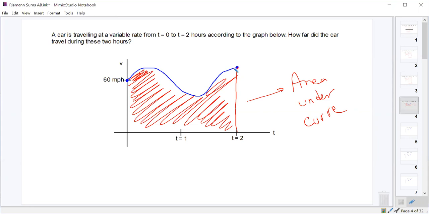Any way that we could sort of come up with an area underneath that curve? Maybe a good way to approximate it? Any ideas on that? Draw rectangles under the curve.